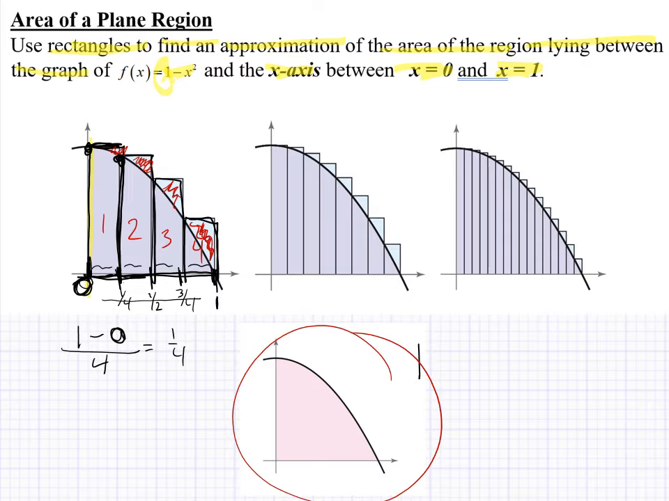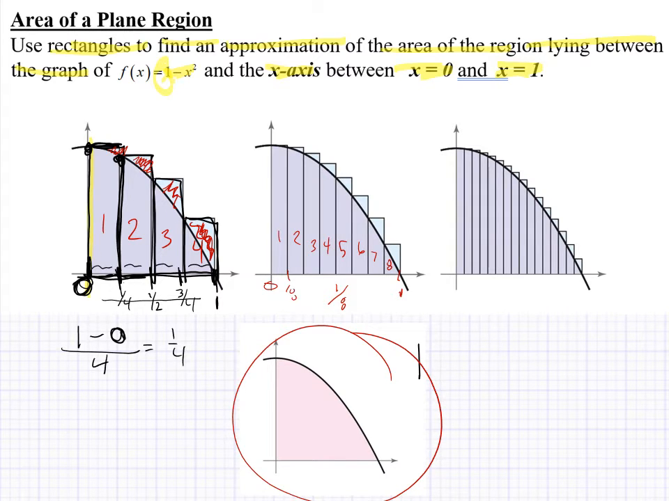So then I could say, all right, let's now switch to more rectangles. Here I have 1, 2, 3, 4, 5, 6, 7, 8. So I doubled the number of rectangles, and I can compute that area. How would I figure out how wide each rectangle is? The width of the rectangle will be the total distance. If I start at 0 and end at 1, I take the total distance, and this time I divide by 8. So 1/8 would be the width of each rectangle.